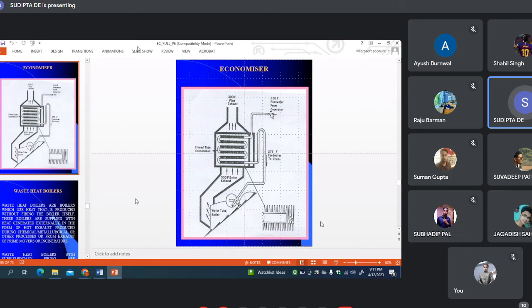And if it is flashed into vapor within a liquid flow, then consecutively there will be a pressure fluctuation created, which is called water hammer. That water hammer causes the damage of the economizer tubes very fast. So to avoid that, usually a safe margin is kept always at the exit of the economizer.